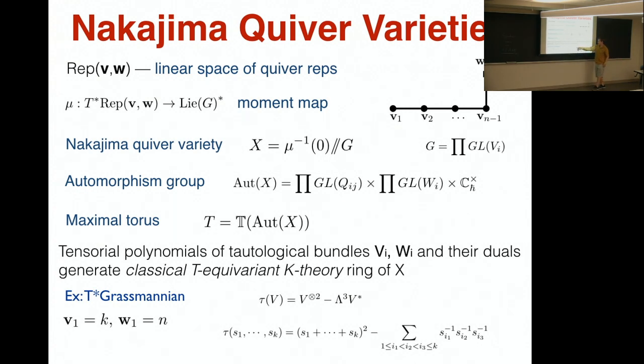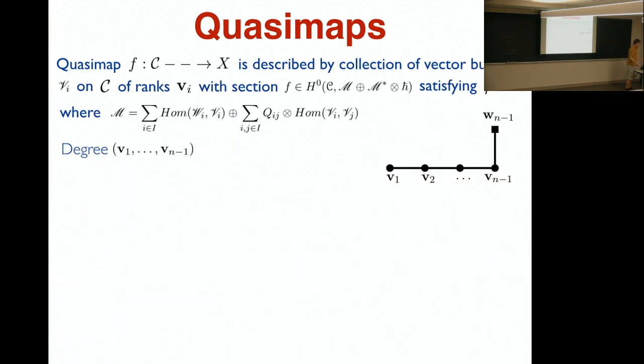And if you take this class tau, which will be the second tensor power of V minus the third skew power of the dual, and if little s's are the Chern classes, then there's some Chern polynomial here. Right? And multiplication of the classes corresponds to just multiplication of these polynomials. So that's the classical picture here. Okay, now we're going to quantize this.